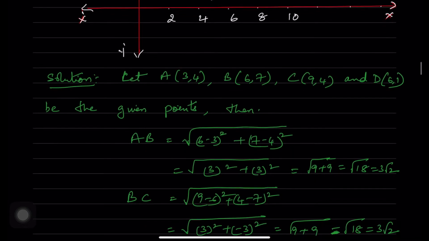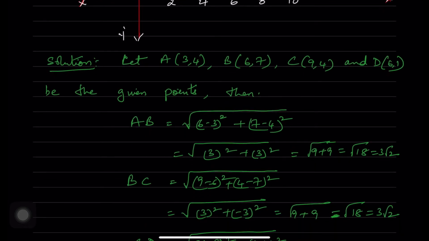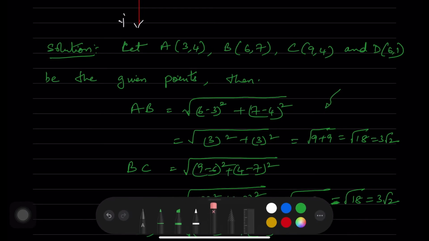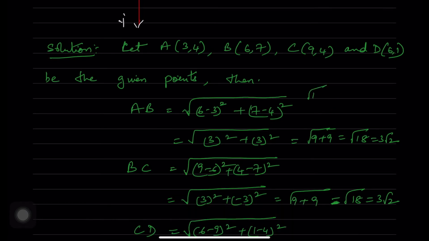Then AB is equal to root of (6 minus 3) whole square plus (7 minus 4) whole square, which is equal to 3 square plus 3 square, that is root of 18 you are getting, which is equal to 3 root 2, because root 18 is equal to root 9 into root 2, which is equal to 3 root 2. So that's why we are writing this in this way.